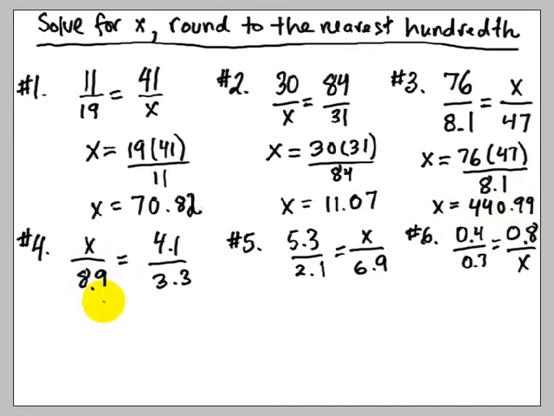The next one here, x is going to be 8.9 multiplied by 4.1 divided by 3.3. What does that turn out to be? Go to my calculator, 8.9 times 4.1 divided by 3.3, 11.06.